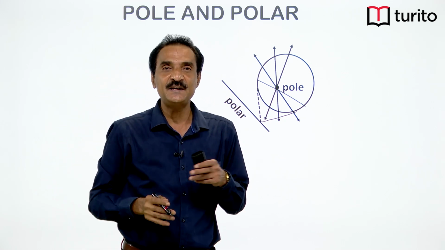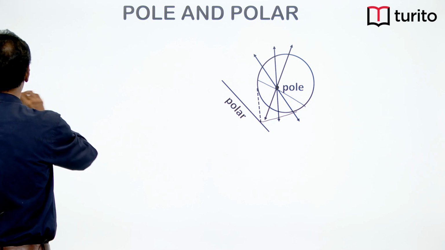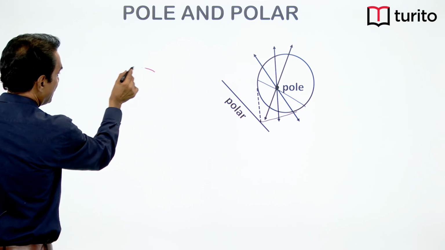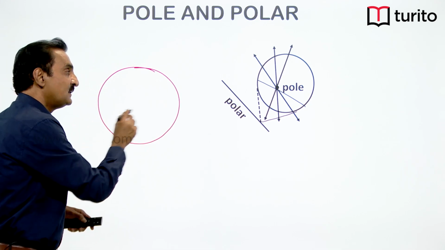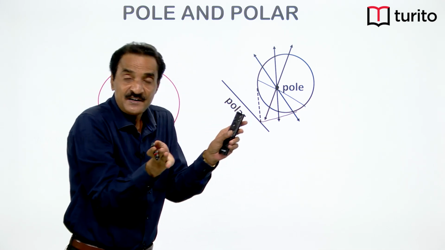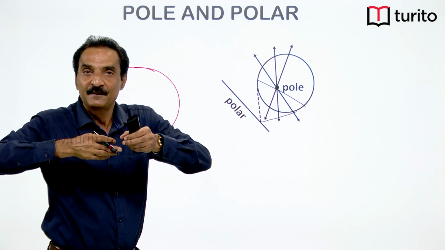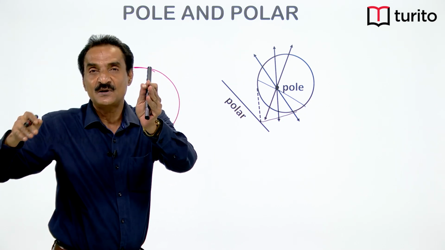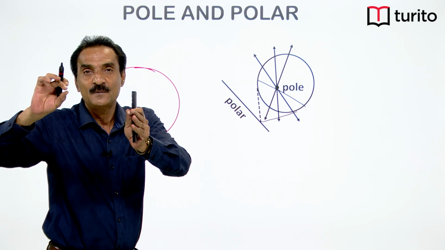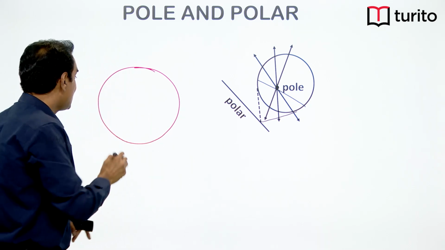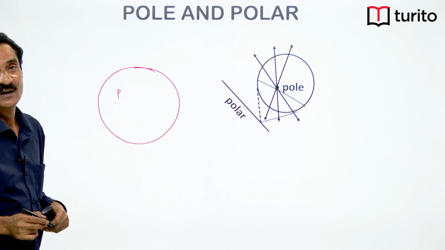Or you can also explain the polar from the pole. Suppose this is a fixed circle. Earlier we identified the pole from the polar by taking a fixed line as polar. We drew different tangents and drew the chords of contact. We observed that they pass through a fixed point. They are concurrent at a fixed point. That is called pole. Similarly, when pole is given, how to identify the polar?